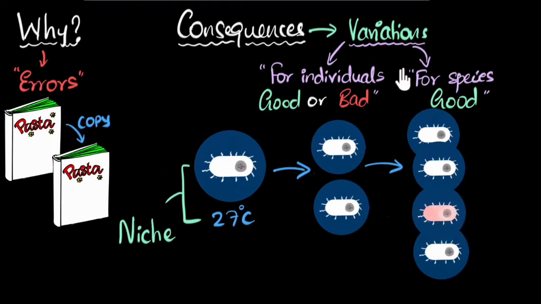And so that's the reason why I said for individuals, variations can be good or they can be bad, because these variations are happening randomly, right? So it can be good or it can be bad. But let's think from the species point of view. Why is it good for species? Well, there are a couple of reasons.